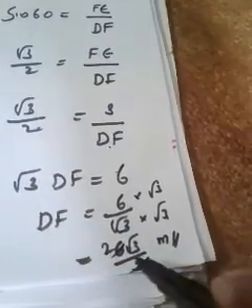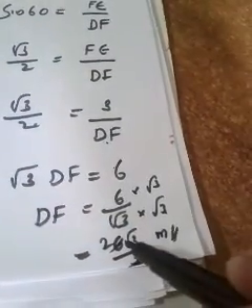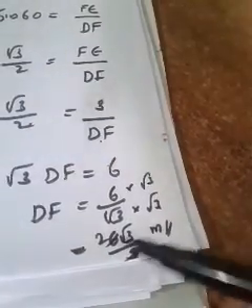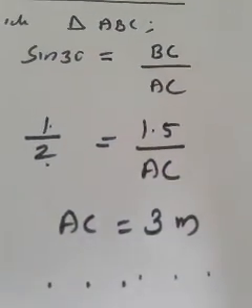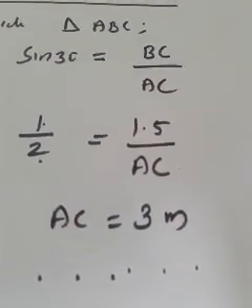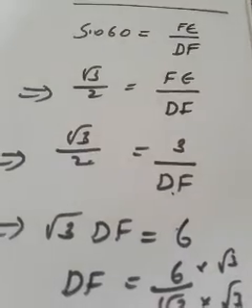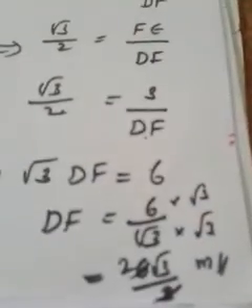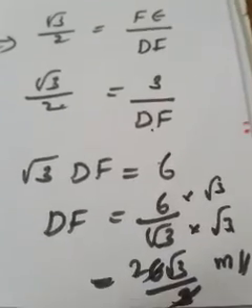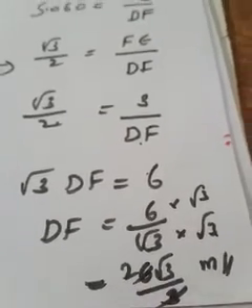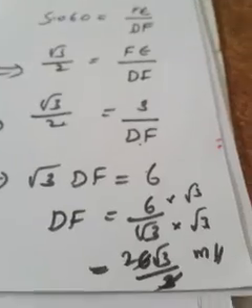So this is the length of the slide for the second case. So you have to write the conclusion. The length of the slide for the second case is 2 root 3 meter, you may have understood. And the length of the slide in the first case is 3 meter, whereas the length of the slide in the second case is 2 root 3 meter. And the value of root 3 is not given, so no need to apply the value here.